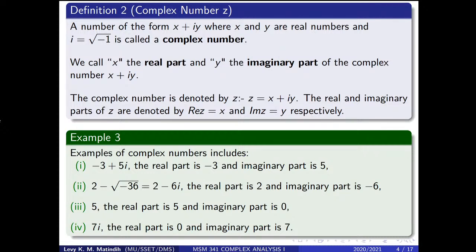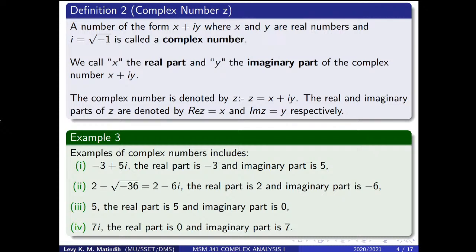Now let's look at this example. Example number 3 is given. It is an example on some complex numbers. These are not the only complex numbers under consideration; there are a lot of complex numbers that you can think of, but these are just some of the examples. The first one is the complex number -3 plus 5i. The real part is -3, and 5 is the imaginary part of the complex number.